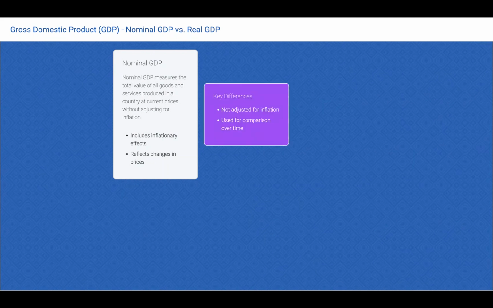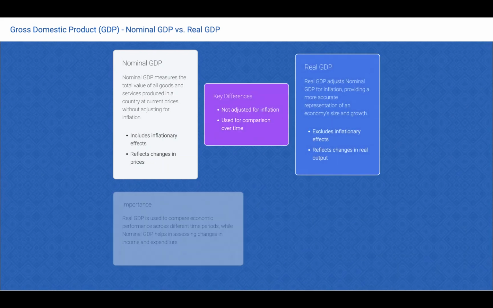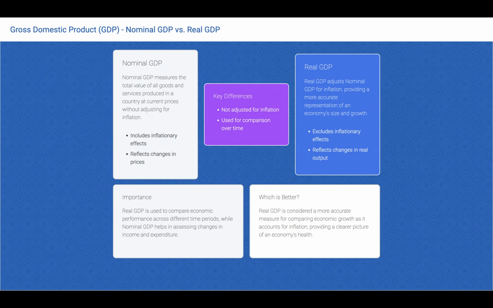Nominal DIPT represents the total economic output of a country without adjusting for inflation, while real DIPT adjusts for inflation, providing a more accurate measure of economic growth. Understanding the differences between nominal and real DIPT is essential for analyzing economic trends and making informed decisions about fiscal policies.